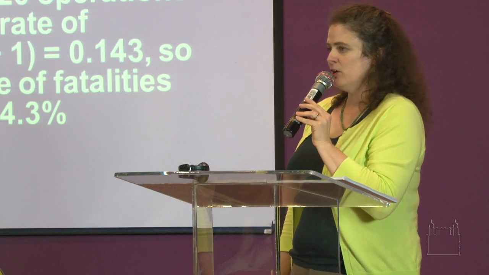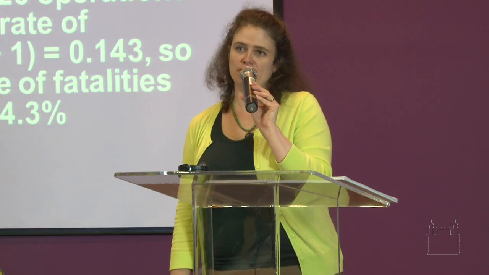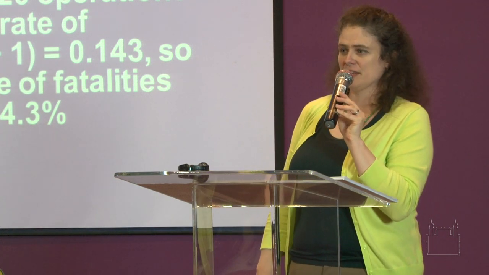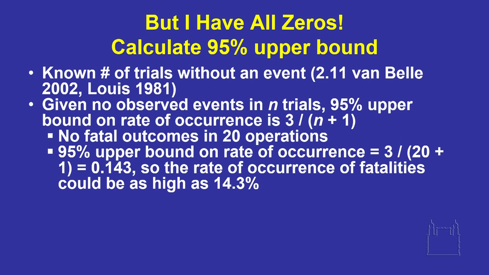I said, well, there is an exact way to calculate this. And then there is a rule of three, which is a very good estimate. And since I wanted to leave, I did the rule of three instead. Van Belle and Lewis have both talked about this a lot in the literature. Basically, if you have no observed events in n trials, the 95% upper bound on the rate of occurrence is three divided by n plus one. It used to be just divided by n, but it's been updated to n plus one.